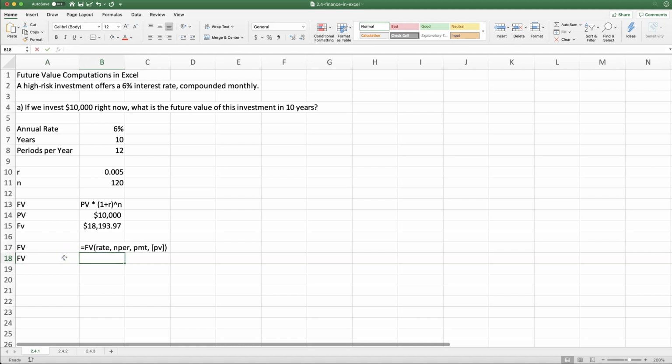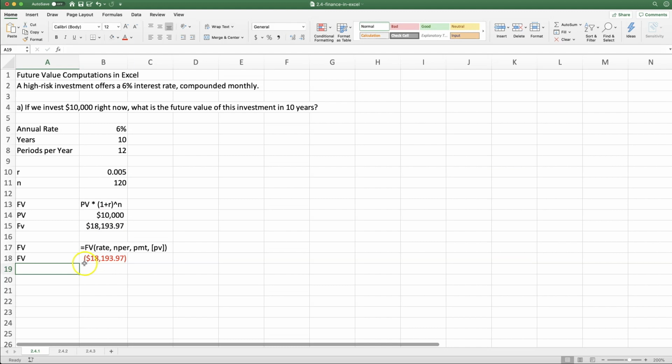The future value is equal to FV, tab. Notice it will prompt you for all of the parameters here. I click the compounding rate, 0.005. There are 120 periods. The payment is 0, so I'll type a 0 in. And the present value is $10,000. I hit enter, and notice that it created negative $18,193.97, as opposed to what we expected to be positive $18,000.